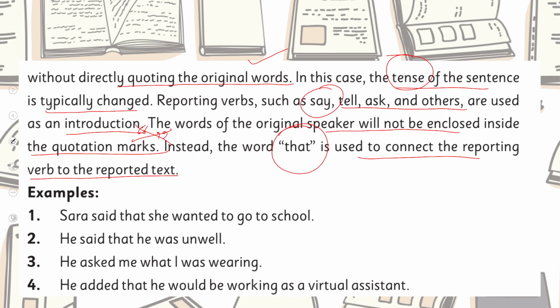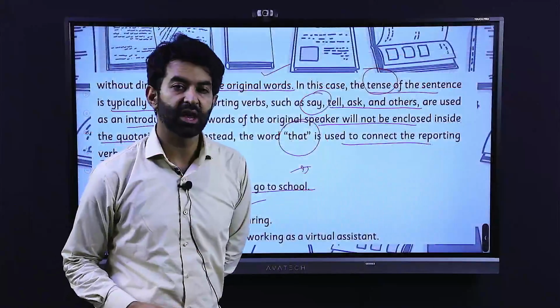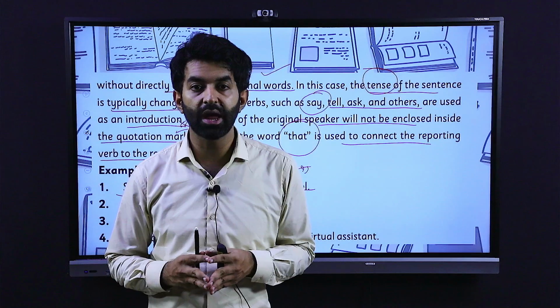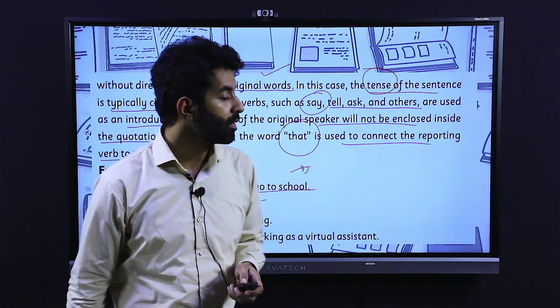For example, now you can notice that there are no quotation marks. Sarah said that she wanted to go to school. We replaced quotation marks with that. And Sarah says she wants to go to school. It will become Sarah said that she wanted, because it is in the past, to go to school. He said that he was unwell. Now you're using your own words, but the message is same. You're removing the quotation marks, replacing them with the word that, and this is how you create an indirect speech. All right.